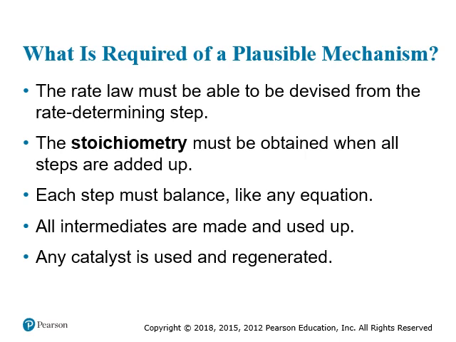Well, how do we determine if a reaction mechanism is actually plausible? Well, the rate law must be able to be devised from the rate determining step. That slowest step is essentially what we're going to base the rate law on. Also, the stoichiometry must be obtained when all of the steps are added up. When you add up all of the reactants and the products, all of the steps that it takes to obtain that must give us the appropriate stoichiometry.